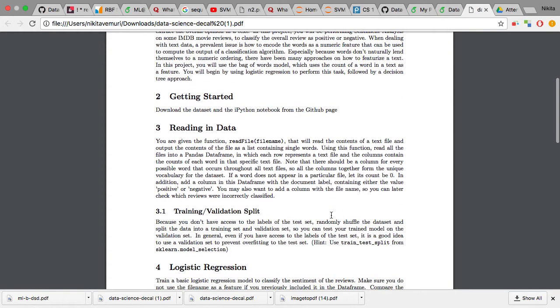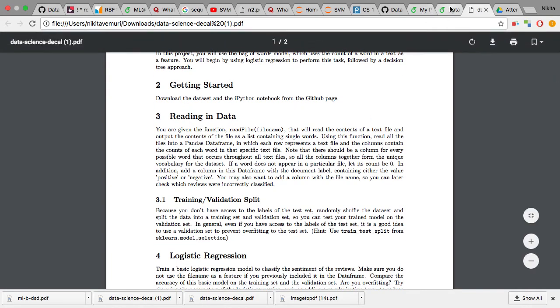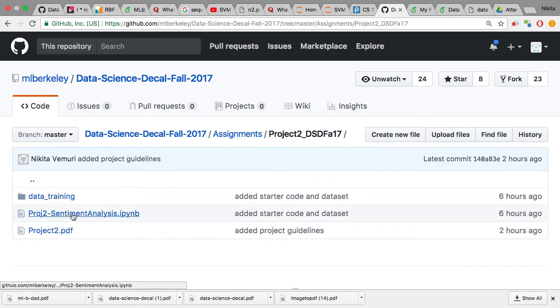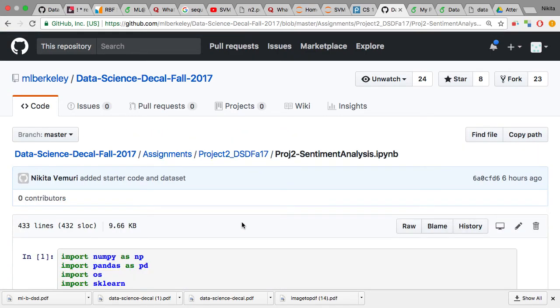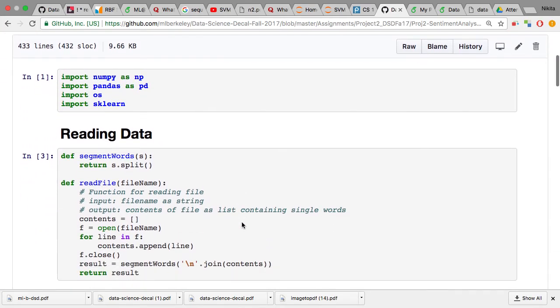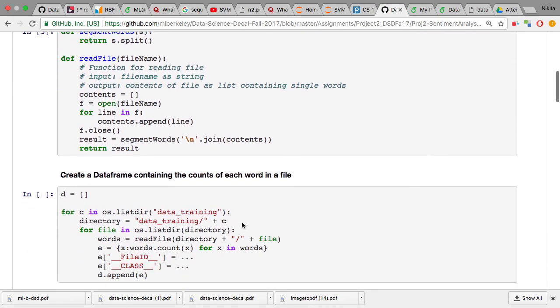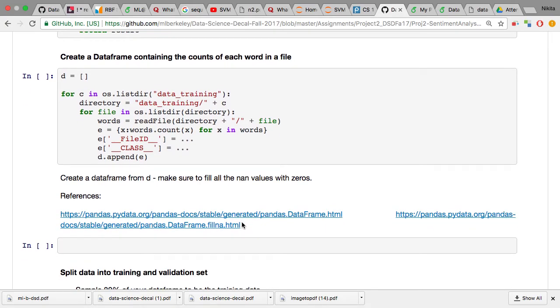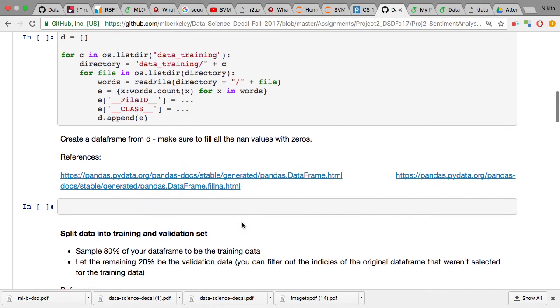Yeah, so we listened to some of the feedback you gave about the last project, and we have starter code for this one. We took care of reading in the files, creating a data frame out of each review, and having a data frame of all the counts of each word. And we gave some methods that would be helpful for doing the tasks.